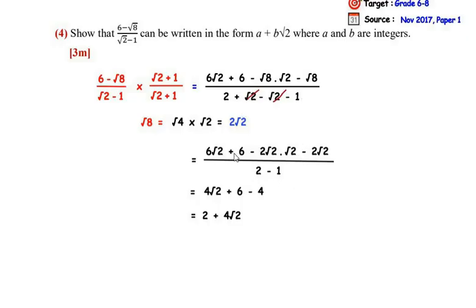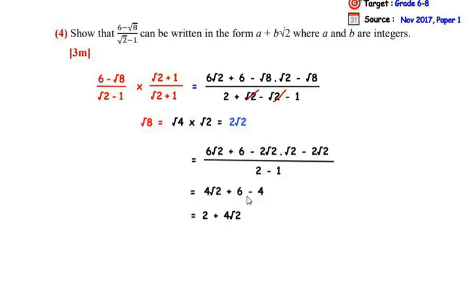Now simplifying the numerator, we get 6 root 2 minus 2 root 2. They both are like terms. So 6 minus 2 gives us 4 times root 2, plus 6 minus 2 times root 2 is 2. So 2 times 2 gives us 4. Divided by 2 minus 1 is 1 itself. So we have not written the denominator.